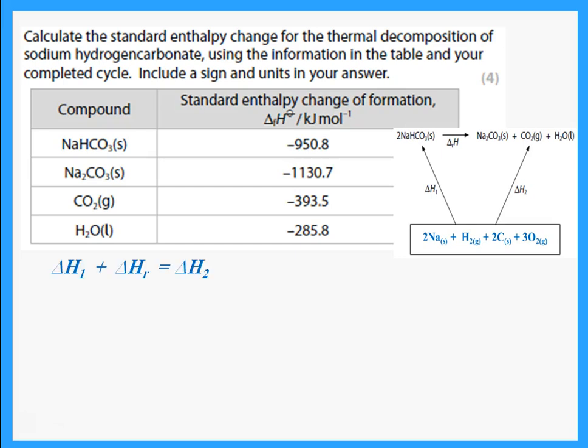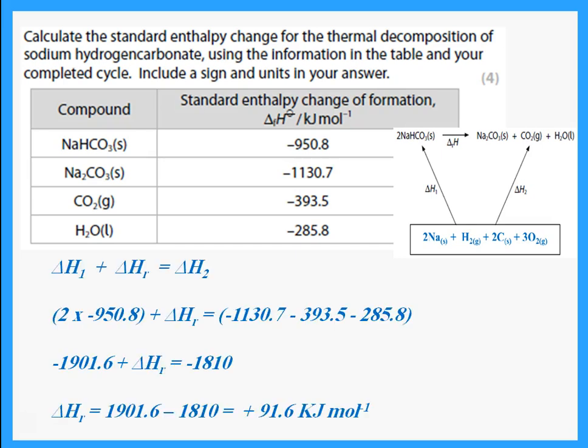So if we write that, we should know that remember that the delta H of formation that you have is given for 1 mole. So when I'm writing delta H1, I'm trying to make 2 moles of sodium hydrogen carbonate. So that is 2 times the value he gives me. Plus the delta H that I'm trying to find out is equal to the other one. Now, what is the other one?